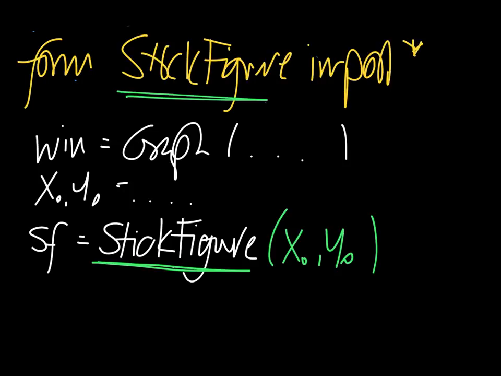And all I did in my example from the previous slide was concentrate on the head. But I can have the whole body, and if you look at the code, you can do everything. Then, if I want to draw it, I just do SF draw win.